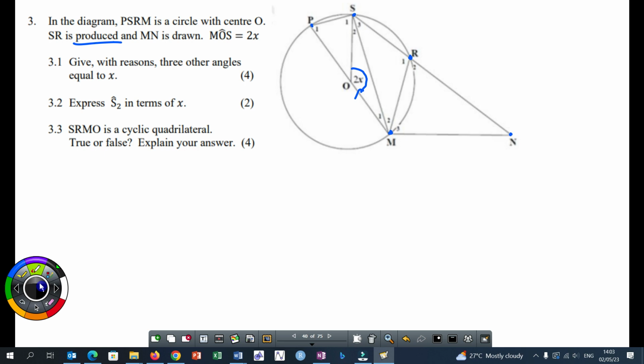SM. Hey, can you look please? SM subtends that angle at the center. It also subtends angle P1. Do you see that? Yes. Do you see it?